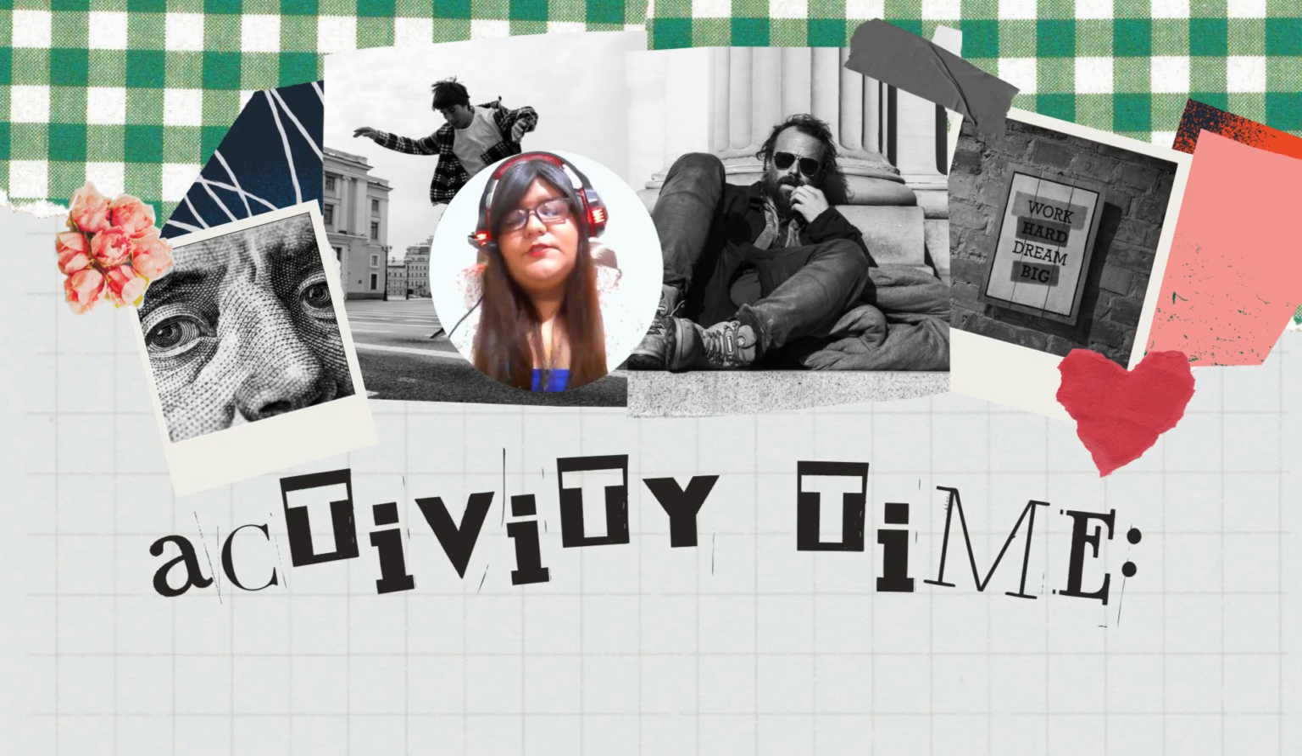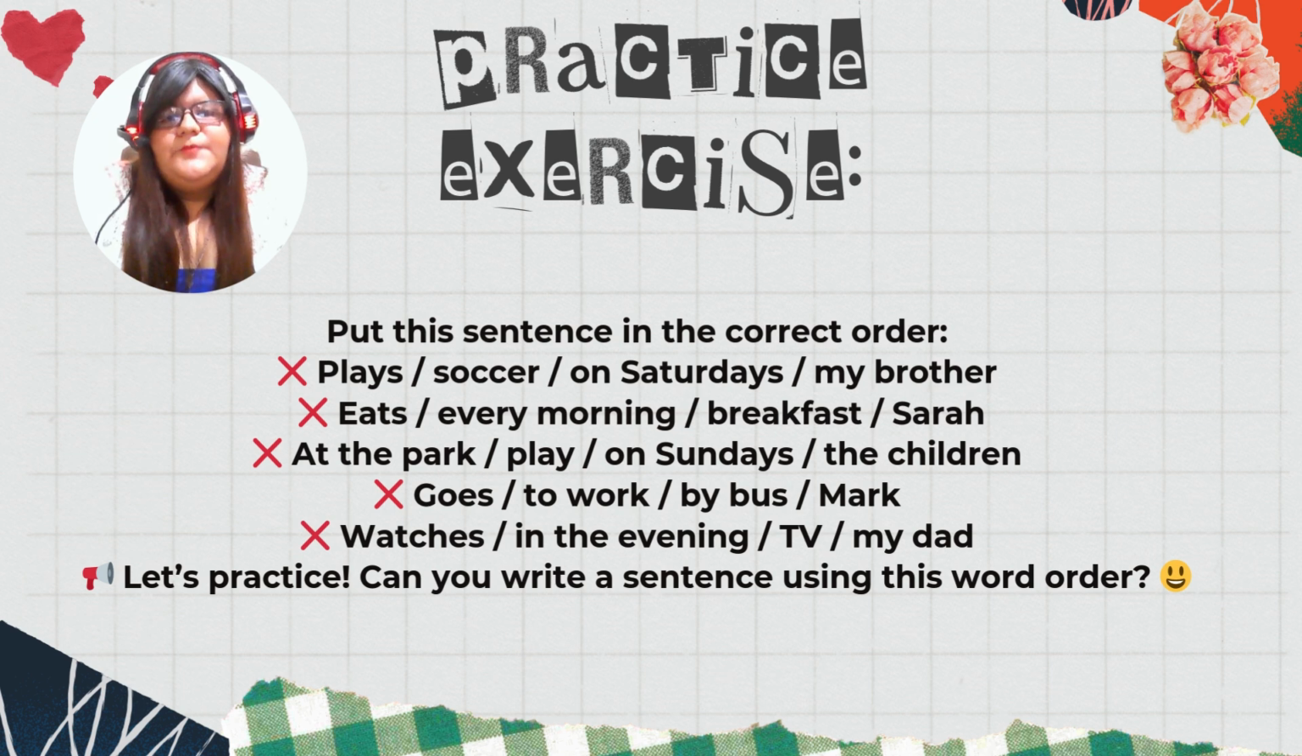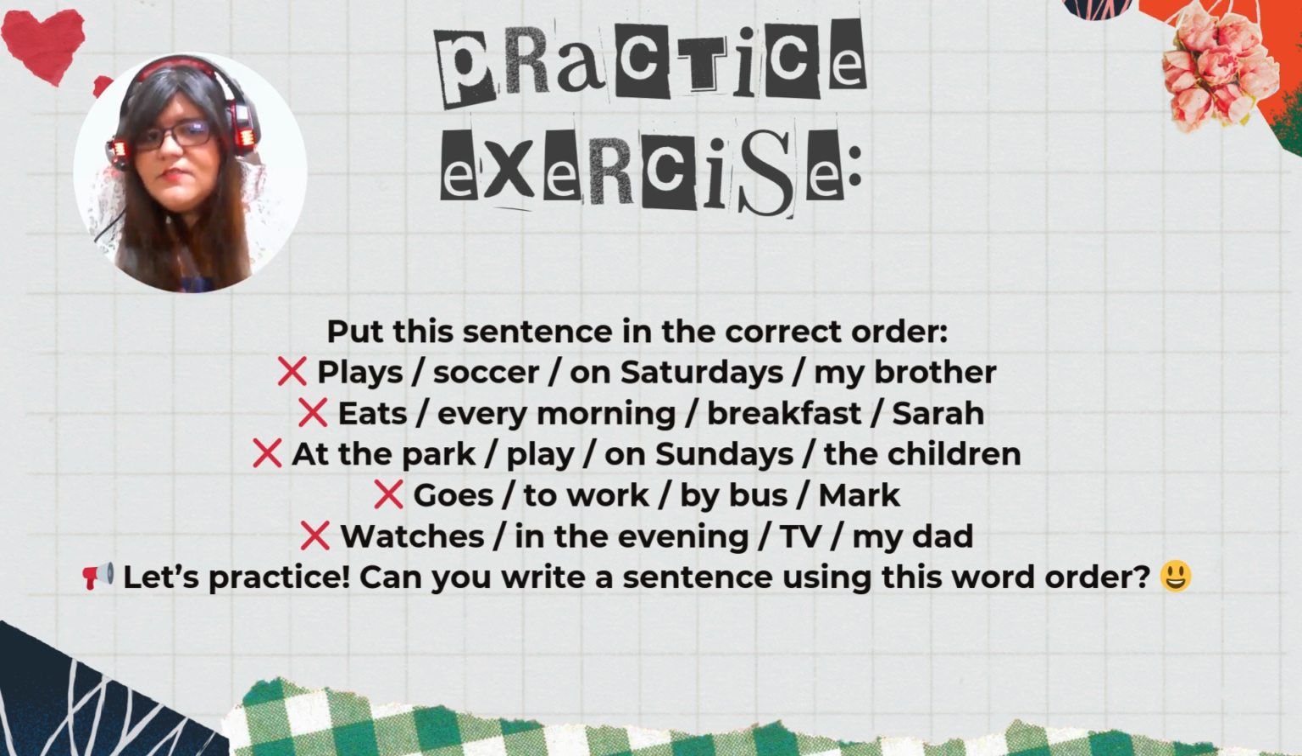So now guys, after all the information that I gave you about how to formulate your sentences correctly, it's time for an activity to see if you really understood how the order of the sentences works. Don't be afraid. We have here the practice exercise. Put these sentences in the correct order. Number one: plays soccer on Saturdays, my brother. Do you think that it's grammatically correct how this sentence is formulated? I don't know. Write it down below in the comments and I'll be reading those comments.